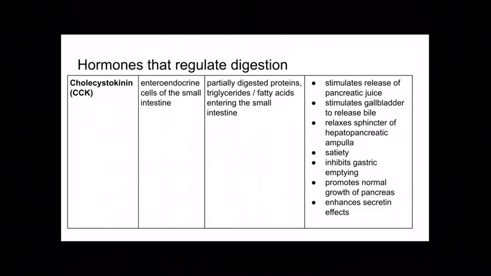What does it do? What cells does it act on? It's going to show up at the pancreas and stimulate the release of pancreatic juice. It's going to stimulate the release of bile from the gallbladder. It's going to stimulate the relaxation of the hepatopancreatic ampulla, so that the pancreatic juice from the pancreas and the bile from the gallbladder can both empty into the duodenum. This is one of our satiety hormones, so we feel nice and satiated and full and happy and glad we had a good meal once CCK is on board.